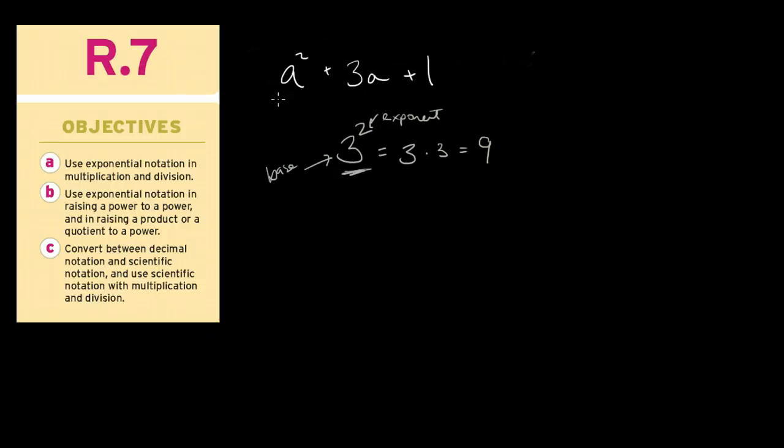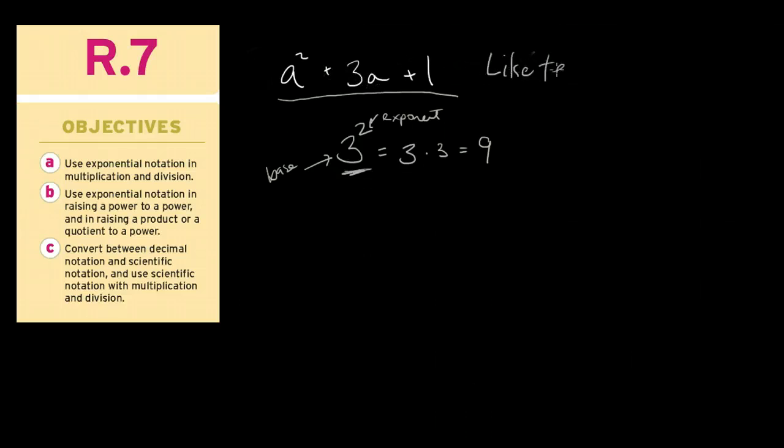Now an expression like we have above is called a polynomial. We'll get into that a little bit later. But what makes it a polynomial is that it's made up of terms, and it's the exponents on the variables that decide what's a term as distinct from another term. For instance, both a squared and 3a have an a, but this one says a times a, and this one says a times 3. So these two are not like terms.